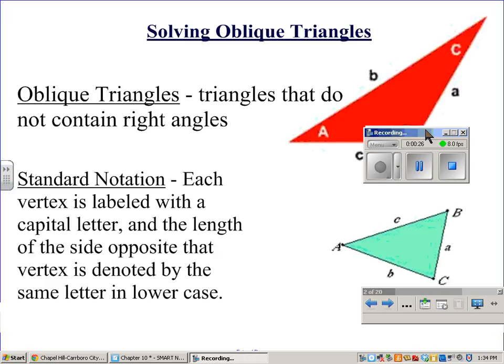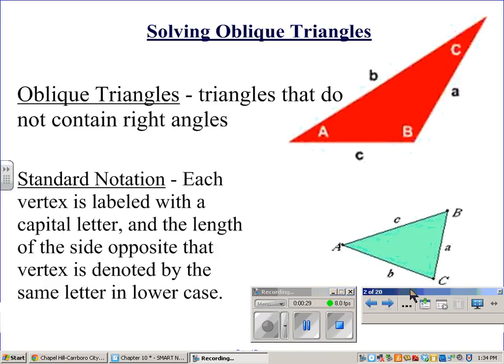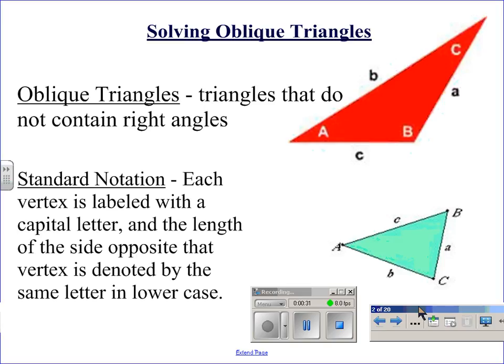So first of all, let's talk about triangles in general, and then oblique triangles. Oblique triangles are triangles that do not contain right angles, as I spoke of earlier. The standard notation for these triangles is such that capital letters are used for the angles, and opposite those angles will be the lowercase letter referring to the side opposite those angles. You can see that in both cases. So here we have angle A, and opposite that is side with length a.